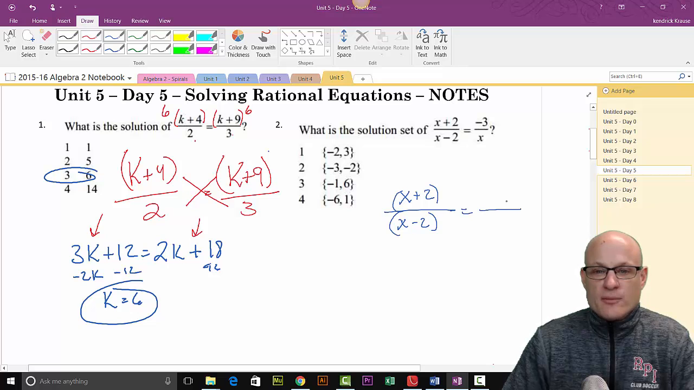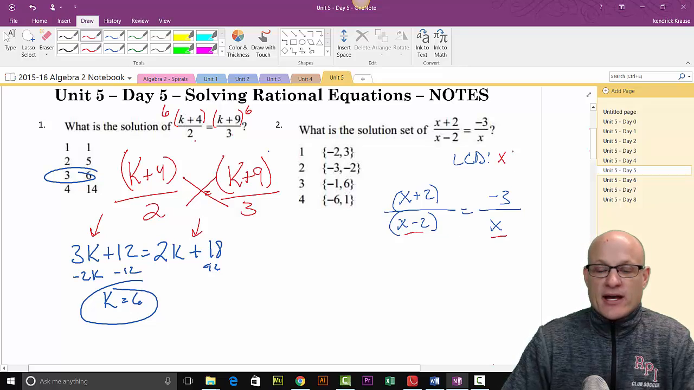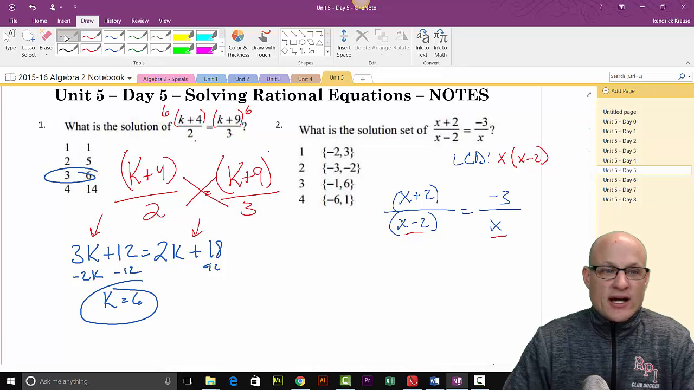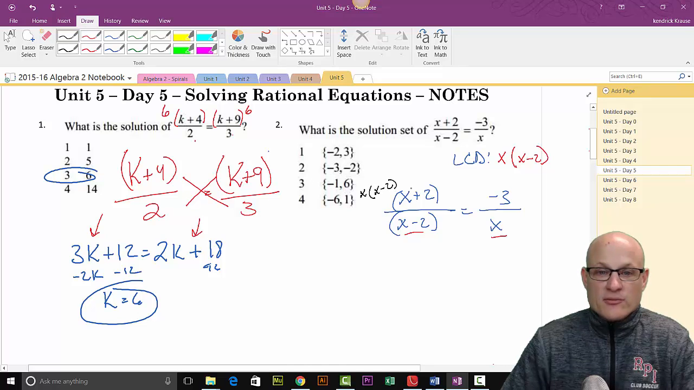So let's take a little trip back to yesterday and say, okay, what is the lowest common denominator? Remember, it's got to have all the pieces of all the denominators. Well, in this case, here's a piece and here's a piece. So my lowest common denominator is x times (x minus 2). So what we're going to do is multiply each side times x times (x minus 2).